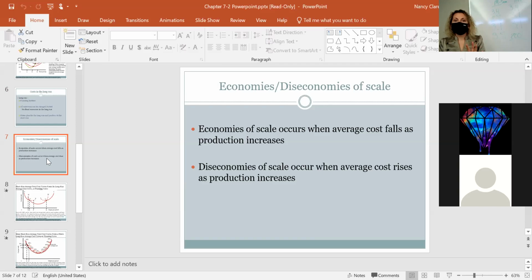So just hold on to that as we talk about some of the planning that managers would do with these cost curves. Super, super important management level stuff. If you want to be a manager one day, you're going to have to understand costs and understand economies and diseconomies of scale, okay?